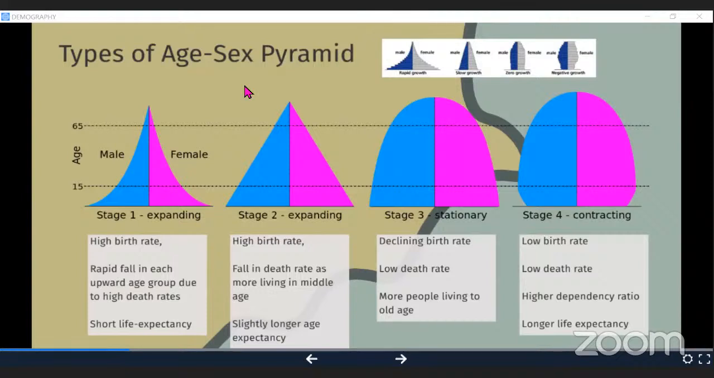Okay? Stage 3 would be declining birth rate but with a low death rate, with more people living up to the middle to late age. And stage 4 is contracting, low birth rate and low death rate, meaning the population is contracting and becoming old. Okay?